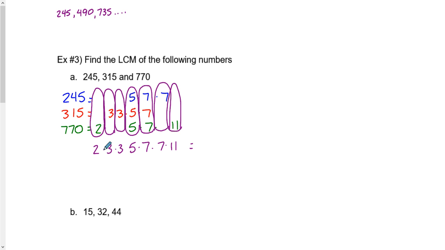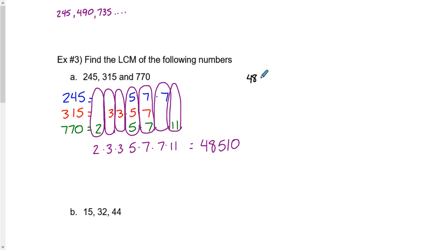And that 2. If I take my 2, by the 5, by the 3, by the 3, by the 7, by the 7, by 11, I should get 48,510, which means that if I skip counted by 245 all the way up, I'd see that it would go to 48,510. Same thing, skip counted by 315, skip counted by 770. You don't have enough time in your day to waste it skip counting. That's why we can use this method to find out our lowest common multiple.